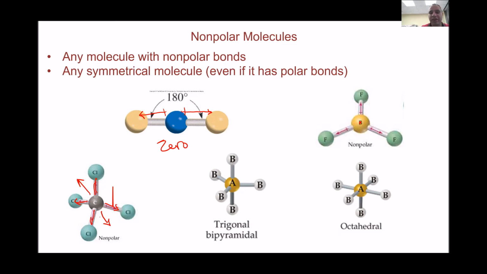Same thing for a trigonal bipyramidal shape. The two axial bonds will cancel each other, and the three equatorial bonds will cancel each other, and the molecule will be nonpolar. For an octahedral shape, each two of those will have an identical dipole moment in the opposite direction, so they will cancel each other. Those two will cancel each other, and those two will cancel each other. So overall, the molecule will be nonpolar.